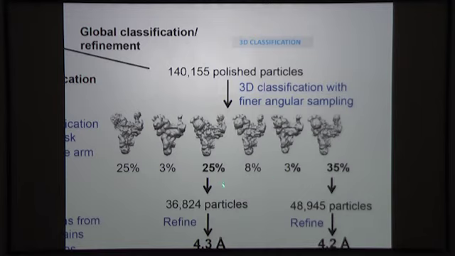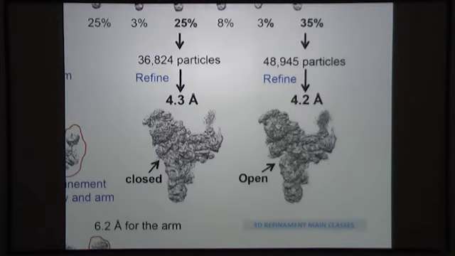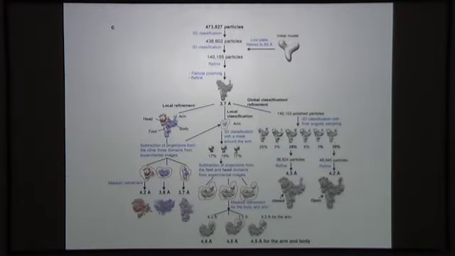So in this case, they have two main classes, and one has a closed pocket and another one has an open pocket. This is relevant for the biology, and therefore they refine both and then interpret the maps for both conformations. But you can see that in this map, there are still regions that are quite flexible.